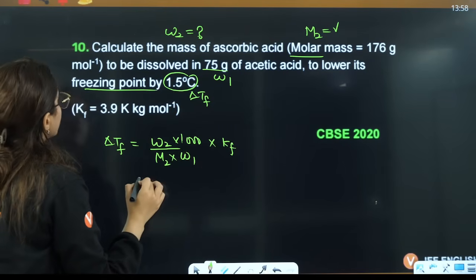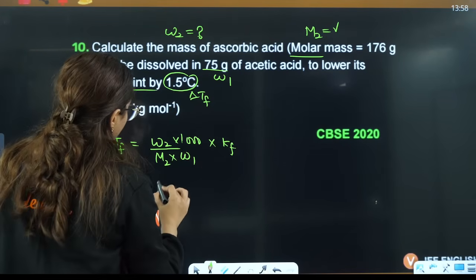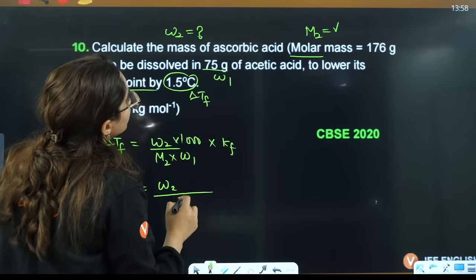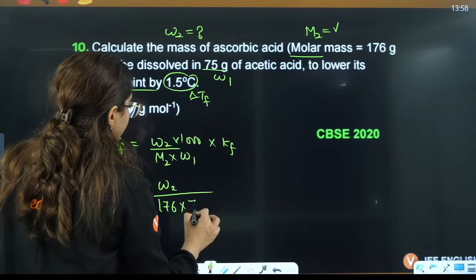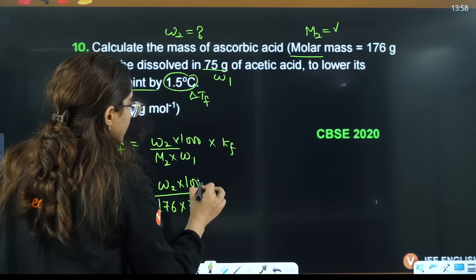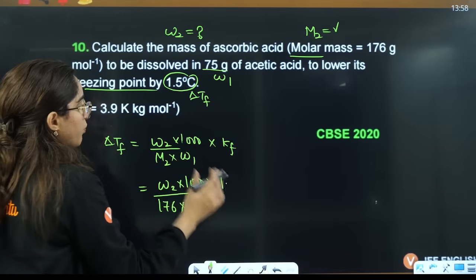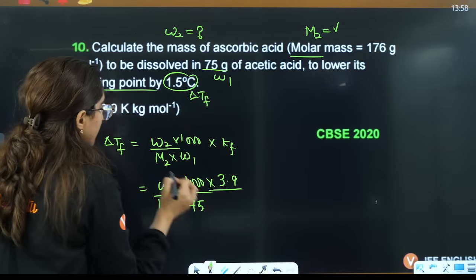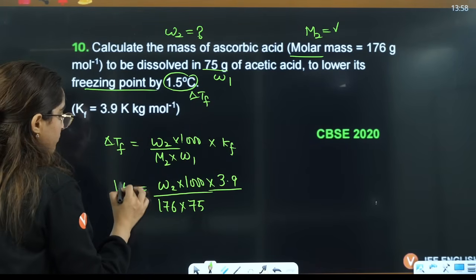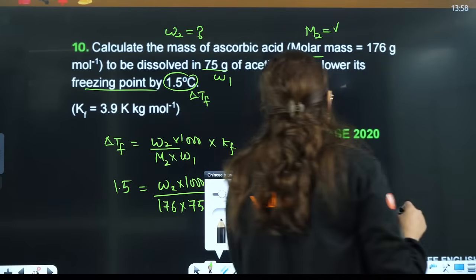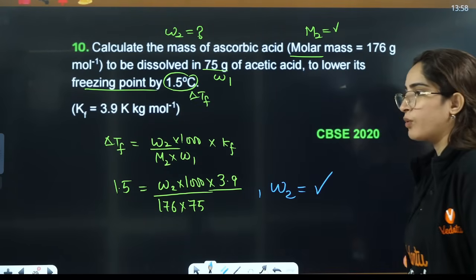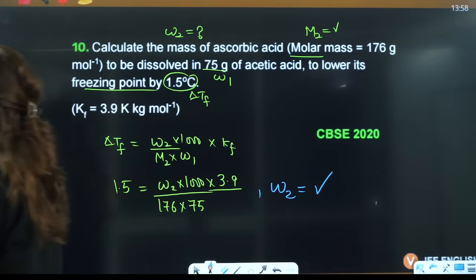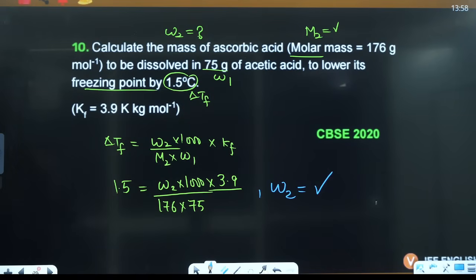Right? So what is W2 here? W2 you just put it here. Then M2 is 176. W1 is 75. This is multiplied by 1000. KF is given to be 3.9, and delta TF is given to be 1.5, right? So put all the values and you get your answer of W2 here. Is that clear?